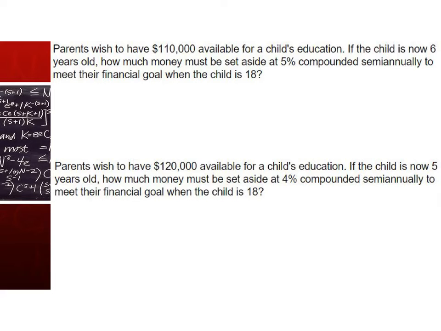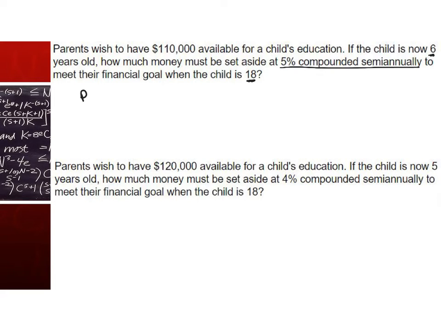Okay, so parents are trying to save some money for their child's education. They want to have $110,000. Right now they have a 6-year-old, and they can get 5% compounded semi-annually, and they want that money when their kid is 18. Because we're trying to figure out how much they have to put in now to get to their goal in the future, we have to use the present value formula, because we want to know how much to put in right now.